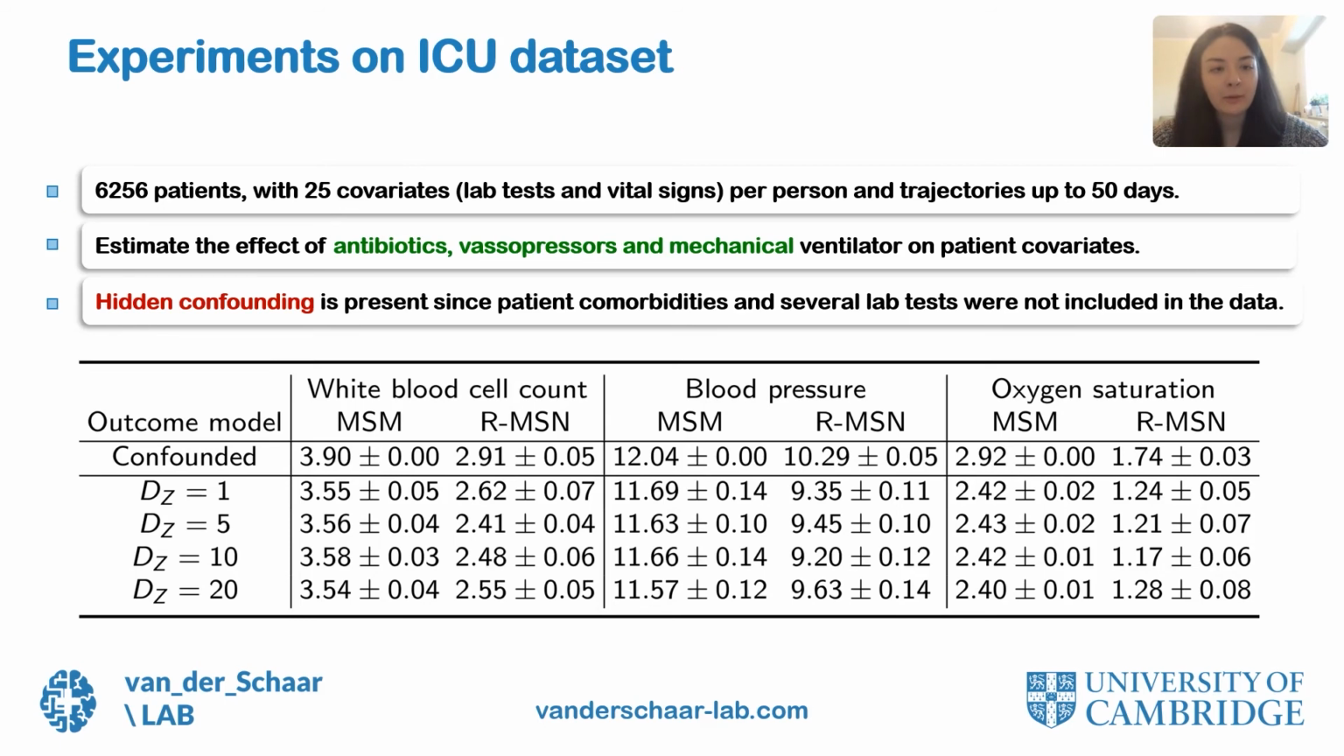In this table here, we report the root mean squared error when estimating treatment responses by using marginal structural models and recurrent marginal structural networks outcome models directly on the extracted dataset, which is confounded, and after applying the time series deconfounder and augmenting the dataset with the substitutes for the hidden confounders of different dimensionalities dz. We notice that in all cases, the time series deconfounder enables us to obtain a lower error when estimating the effect of antibiotics, vasopressors, and mechanical ventilator on the patient's white blood cell count, blood pressure, and oxygen saturation.